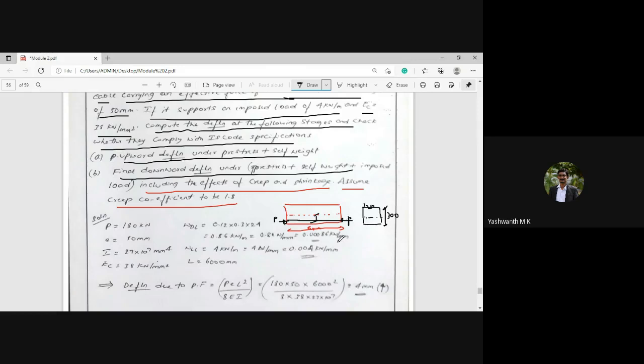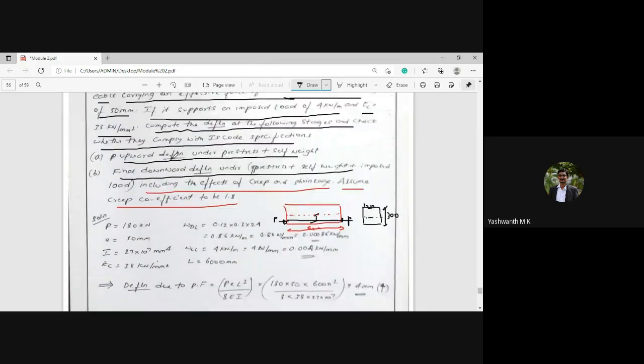So these are all the things. Next, the live load. You need to be very careful while writing the live load. Here also the live load is acting as UDL, that is 4 kilonewton per meter, which is 0.004 kilonewton per millimeter. Then the span is 6000 millimeter. So as I stated, if I want to calculate the deflections, let me go ahead.